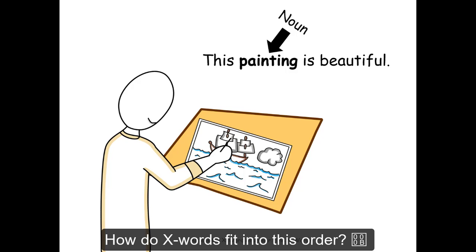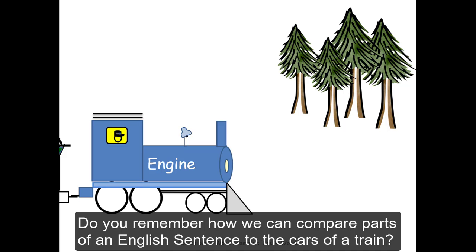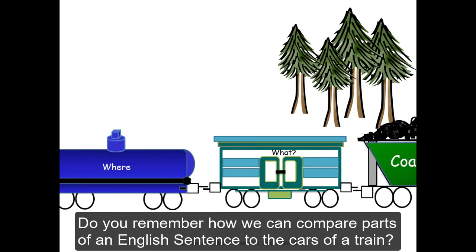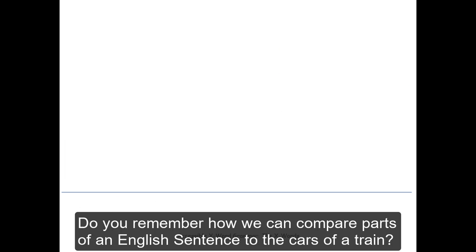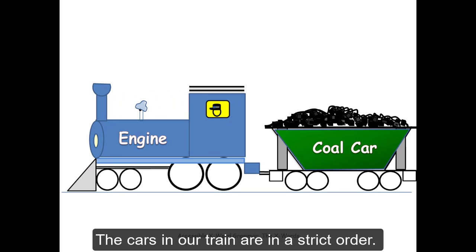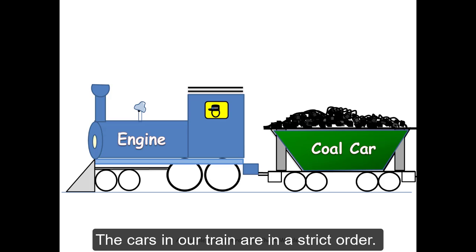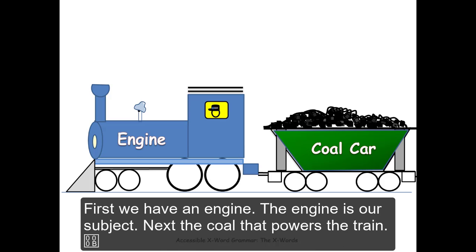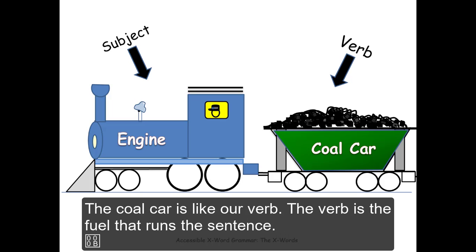How do XWords fit into this order? Do you remember how we can compare parts of the English sentence to the cars of a train? The cars in our train are in a strict order. First, we have an engine. The engine is our subject. The coal car is like our verb. The verb is the fuel that runs the sentence.